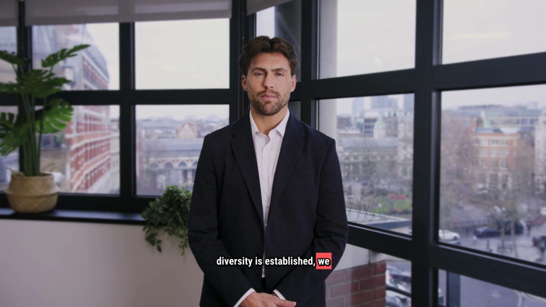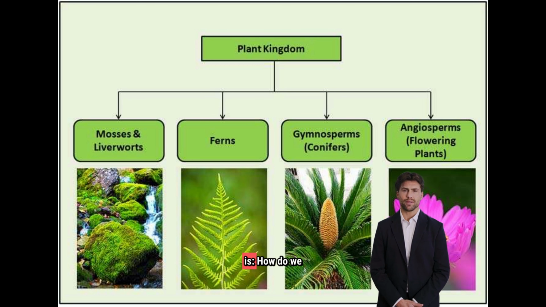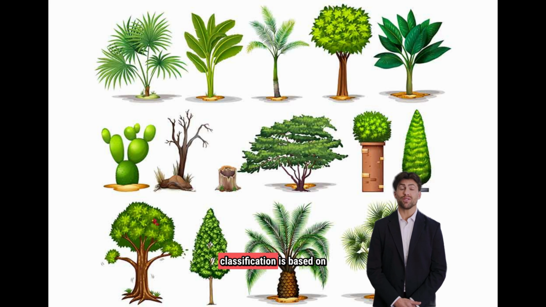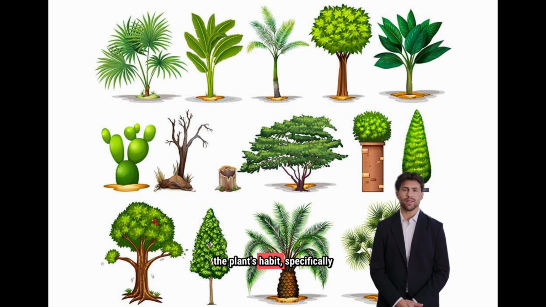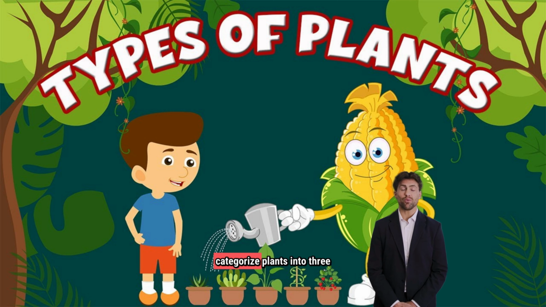Once the concept of diversity is established, we move to structural classification of plants, also known as taxonomy. The primary question posed is, how do we group plants? Grouping makes it easier to study organisms based on their similarities and differences. The first major scientific classification is based on the plant's habit, specifically its height and stem nature. Students are guided to categorize plants into three distinct groups: herbs, shrubs, and trees.